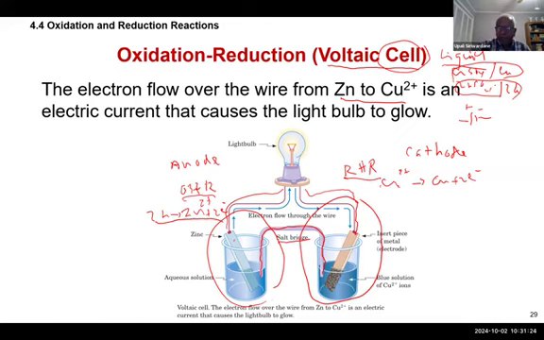A cell has a potential to flow electrons. The potential to flow electrons depends on the type of the elements we use. Therefore, an oxidation reduction reaction can be converted to a cell. There are dry cells. Dry cells don't have liquids. They have a paste. Most of the common batteries are dry cells. So this is how you convert a redox reaction into a voltaic cell.